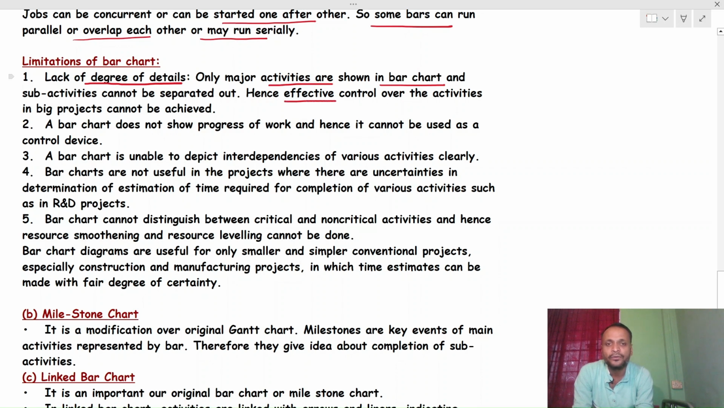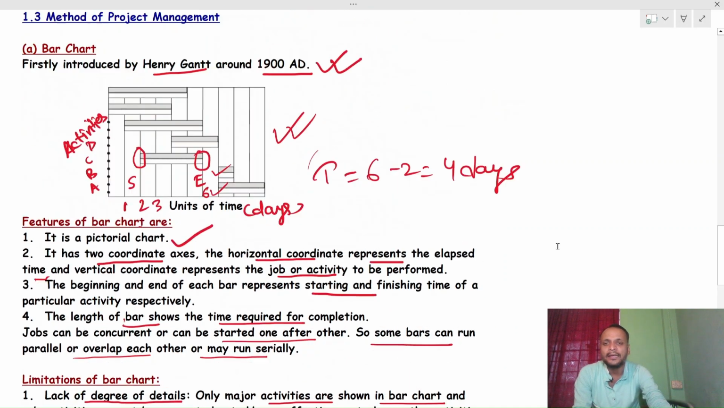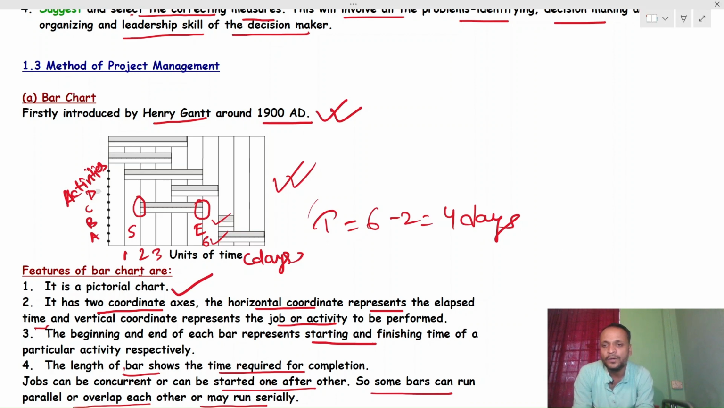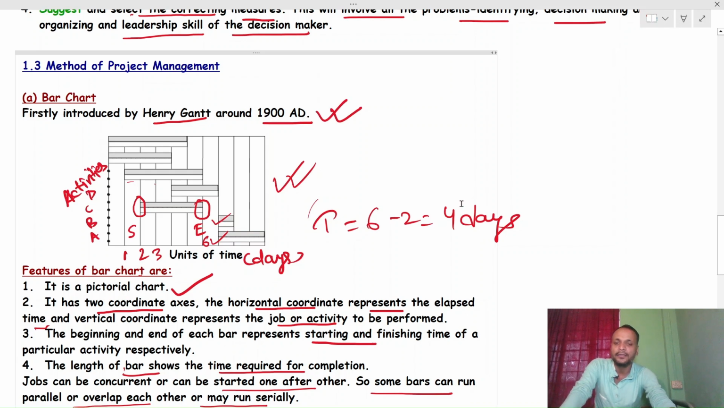Hence effective control over the activities in a bar chart cannot be achieved. Next, the bar chart does not show the progress of work and hence it cannot be used as a control device. It does not say how much time has passed, at which place the work is at the current time, or how much percentage of the work has been completed. That is not shown by this chart.